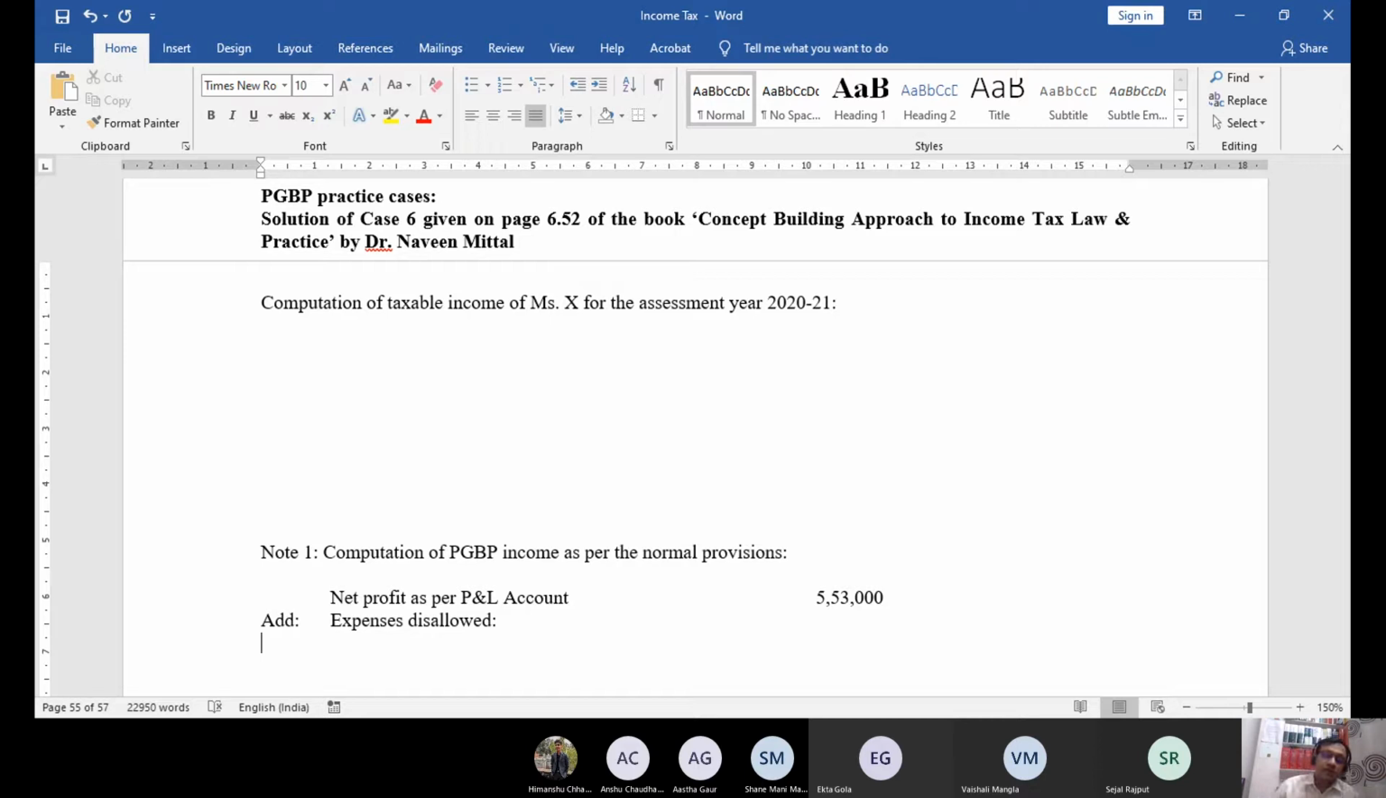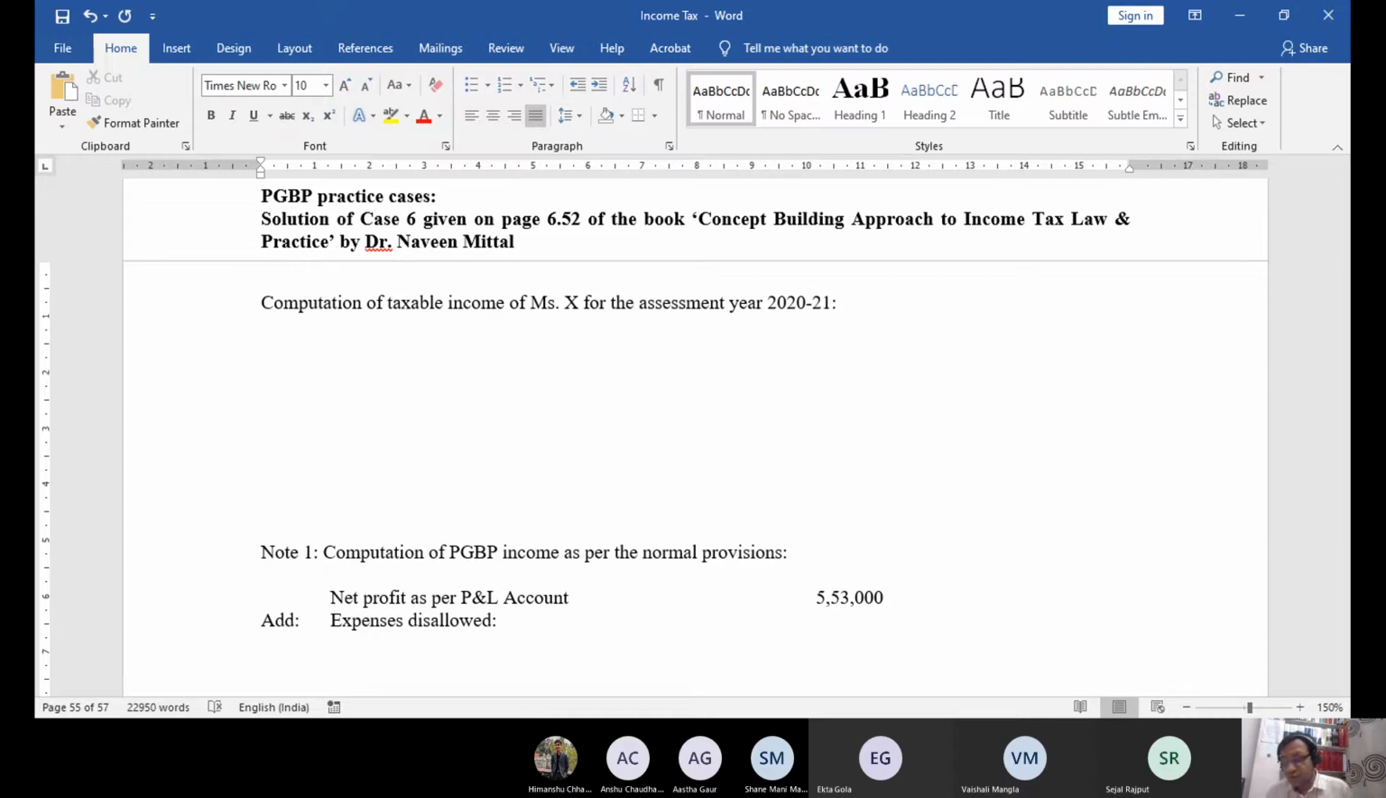Now, what is written in additional information? Please read yourself. Salary, bonus, and commission include. Now, first check. Is salary, bonus, and commission given on the P&L account debit side? Answer is yes. How much salary, bonus, and commission is given in the P&L account? Can you tell me how much is the amount? 4,40,000. Yes.